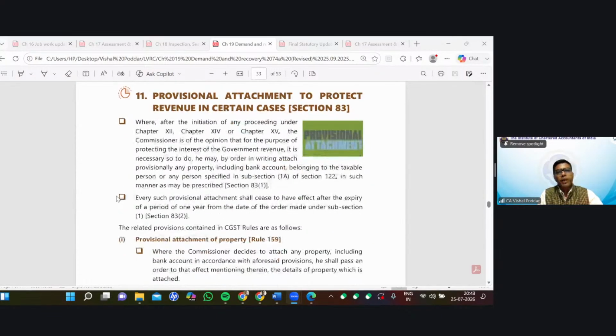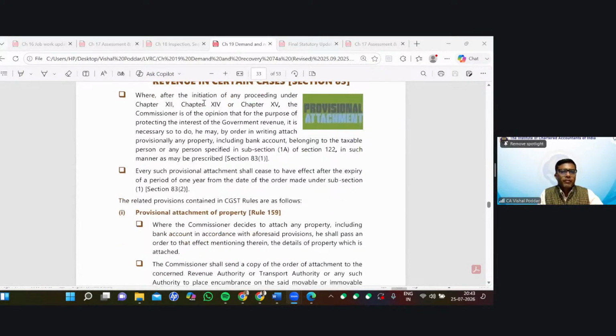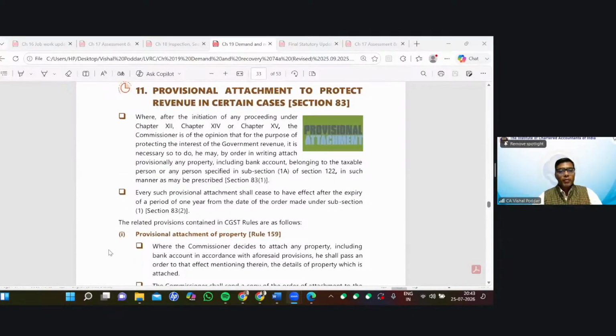towards the outstanding amount. Next, provisional attachment to protect revenue in certain cases: where after initiation of any recovery proceedings under any of these chapters, the commissioner is of the opinion that for the purpose of protecting the interest of the government revenue it is necessary to do so, he may by order in writing attach provisionally any property, which may include bank accounts belonging to the person. So this is again a very severe provision, students.